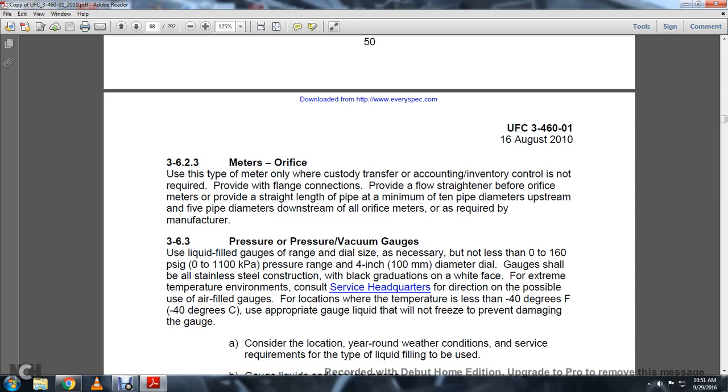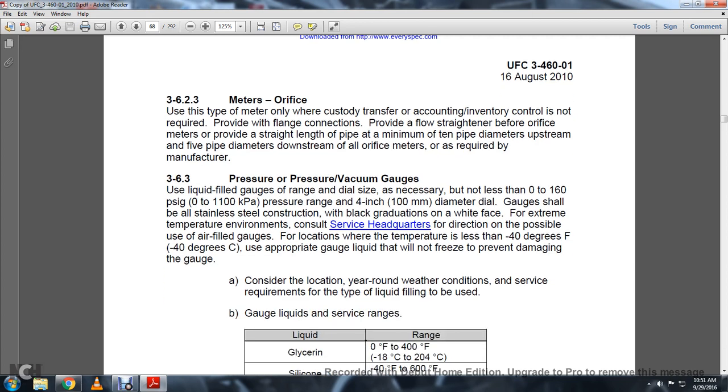3.6.2.3 Meters, orifices. Use this type of meter only when custody transfer accounting of the inventory control is not required. Provide a flange connection and a flow straightener before the orifice meter. Provide a straight length of a minimum of 10 pipe diameters upstream and 5 pipe diameters downstream of all orifice meters as required by the manufacturer.